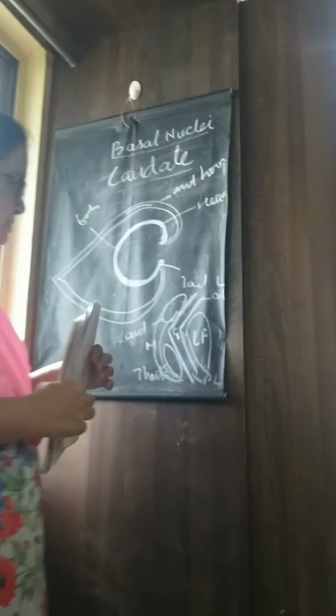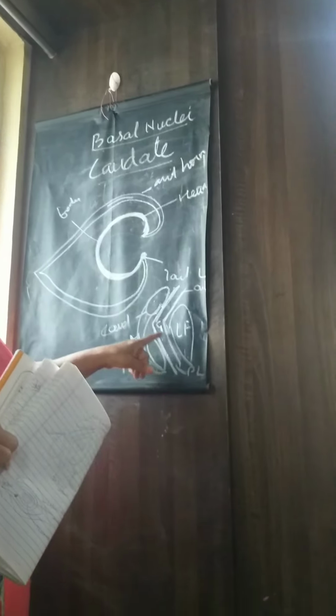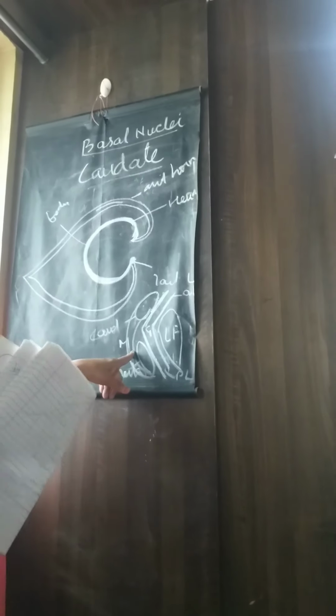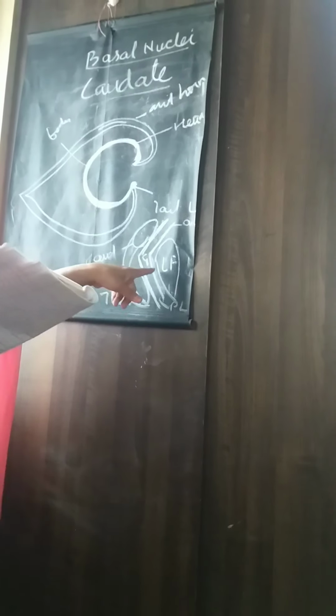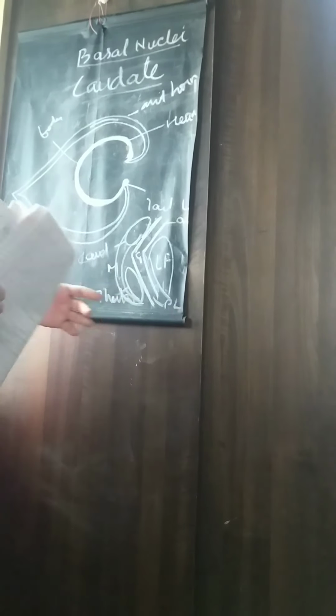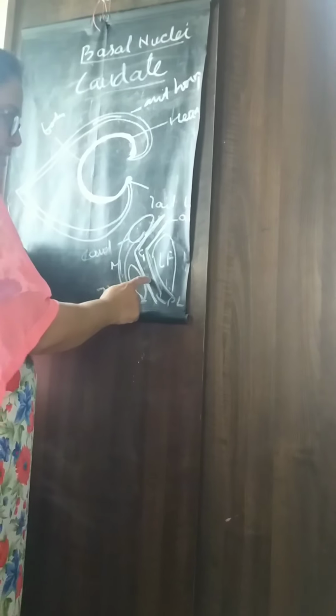So see, this caudate nucleus is situated this way. The body lies medial to the posterior limb of the internal capsule. This is the anterior limb, this is the posterior limb.